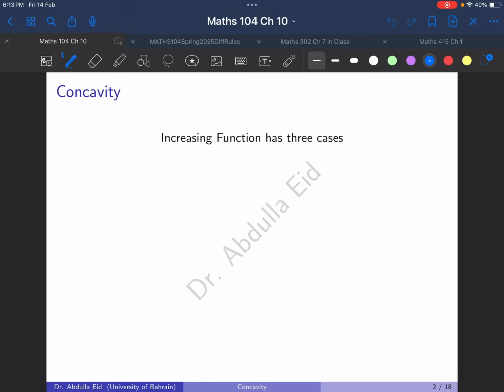Welcome, student, to the lecture on concavity, where we will study the shape of the function and how much it curves when we sketch the function.